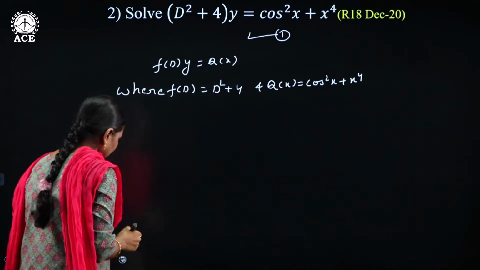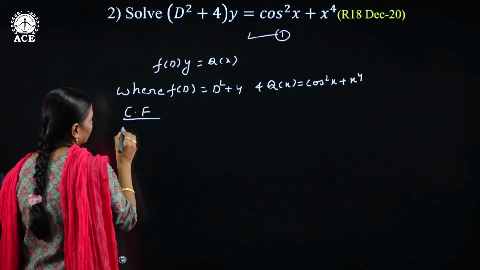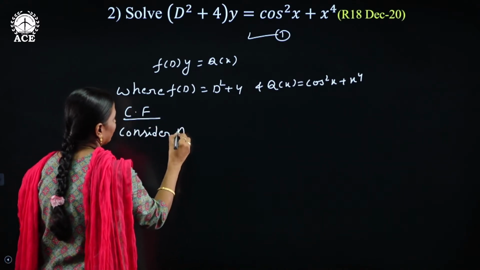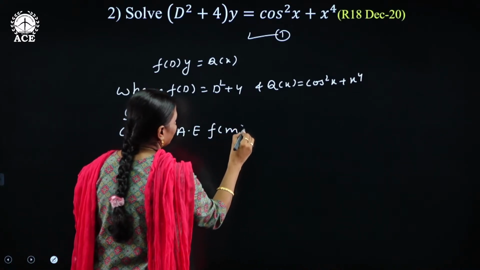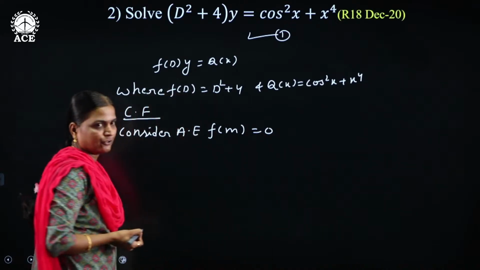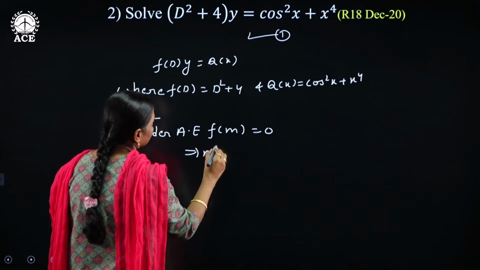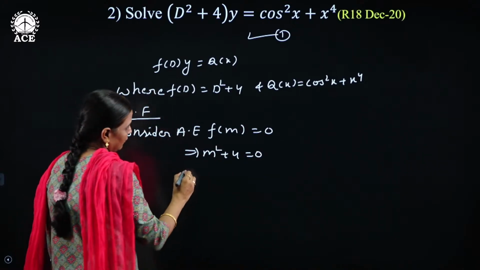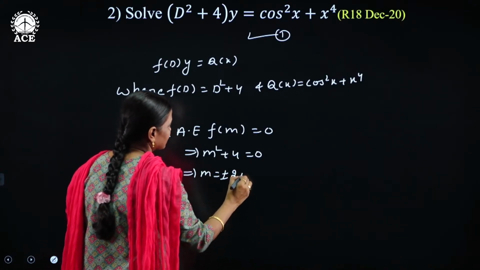So to write the general solution, first find the complementary function. To find the complementary function, consider the auxiliary equation. The auxiliary equation is f of m is equal to 0. That implies m square plus 4 equal to 0. Roots of this auxiliary equation are m is equal to plus or minus 2i.